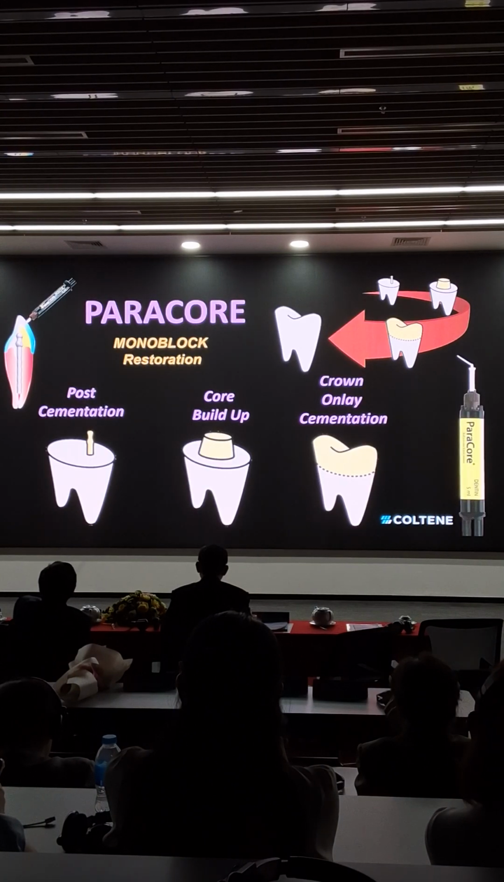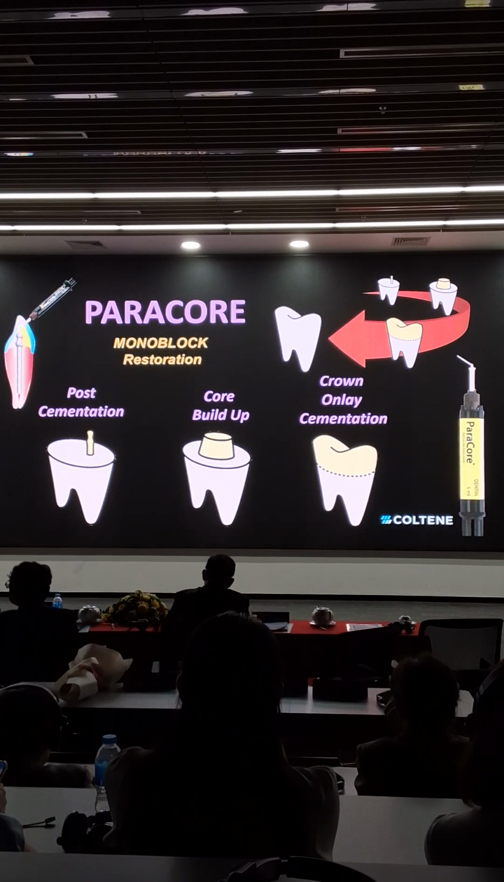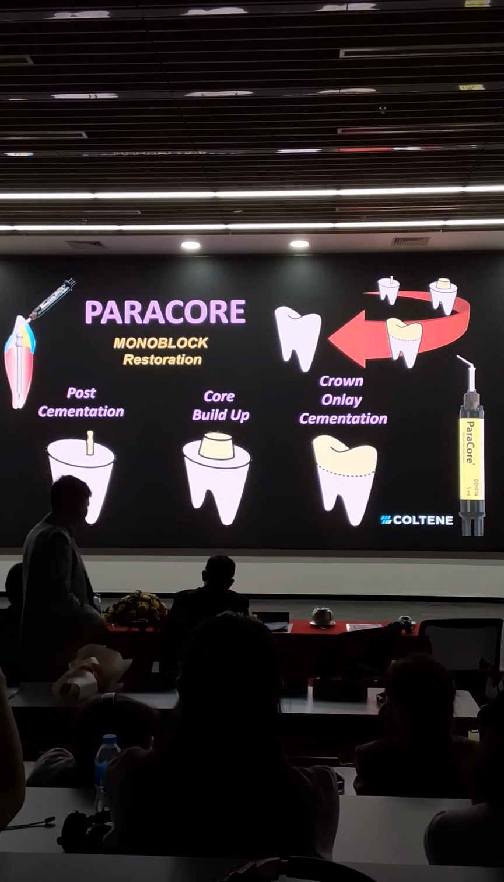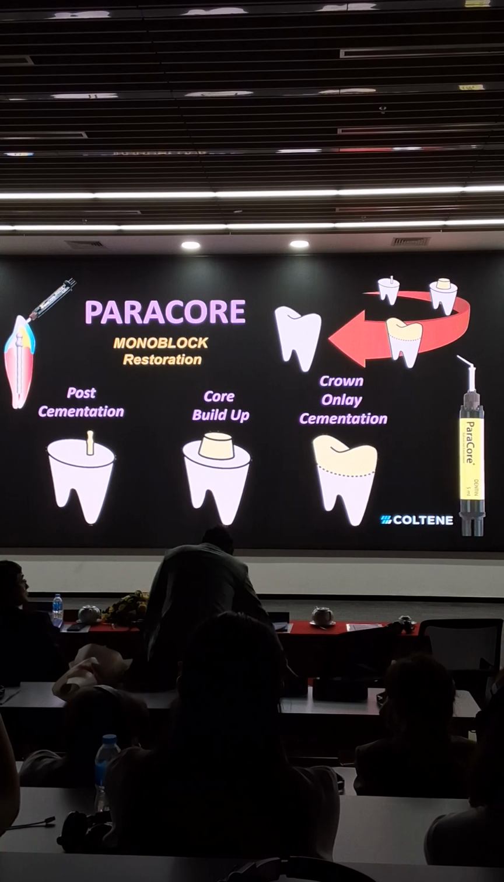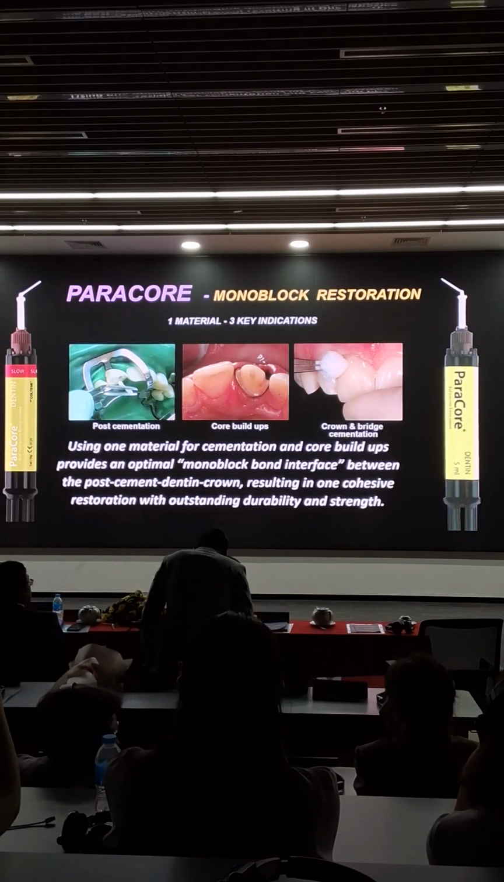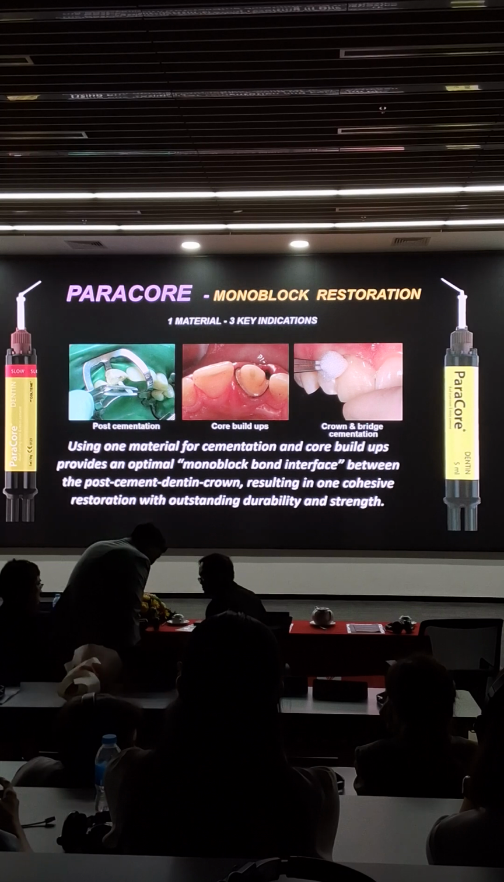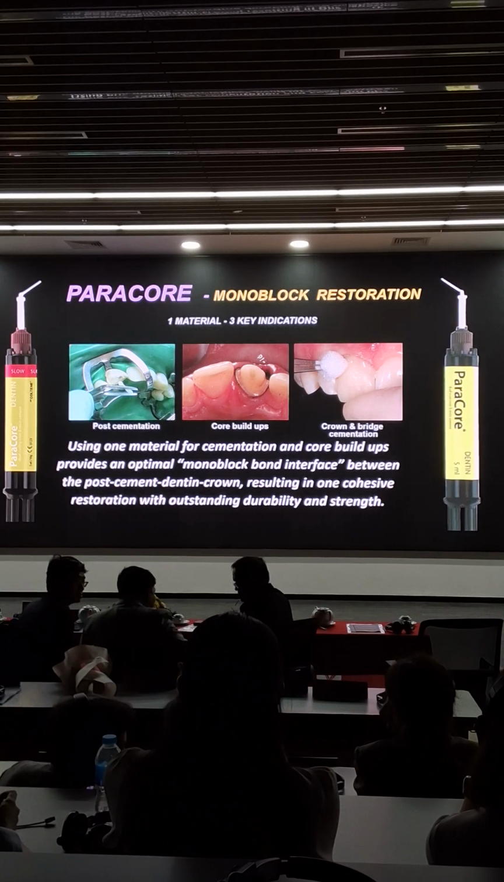Dual cure material, in my practice, I like to use Paracore. The benefit of Paracore is that you can use the same product for both cementation and your core buildup. With the same material to do your cementation, you have what we call a monoblock restoration. So only one material to do the three steps.